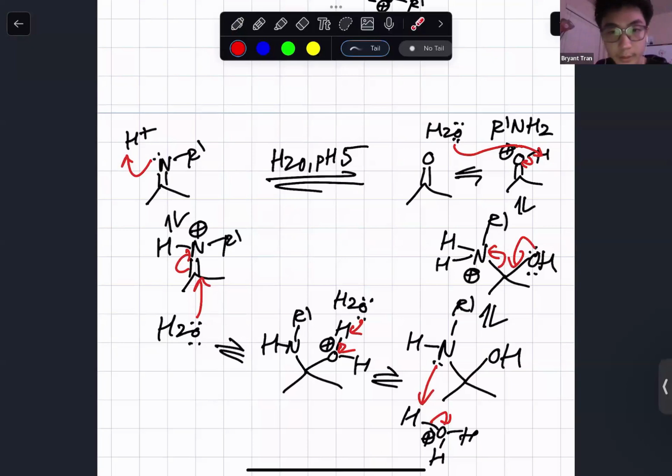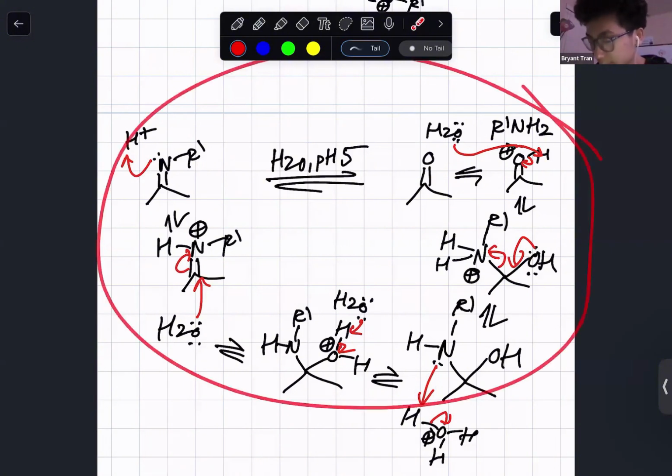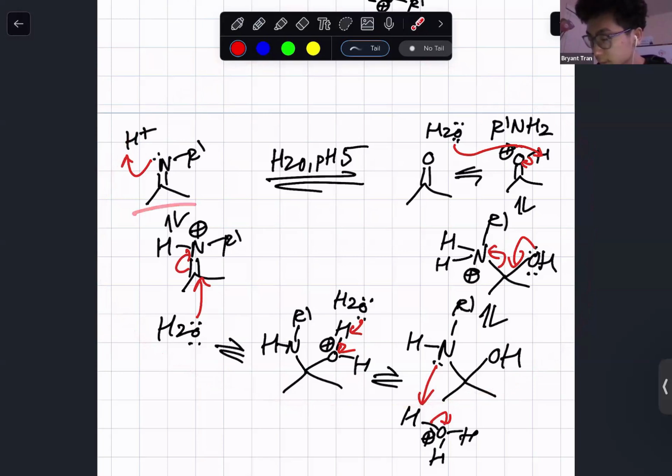Okay. So that's imine formation, the forward reaction. And then if you want to do hydrolysis of imine, right? This right here is called hydrolysis of imine. That converts the imine back into the carbonyl with water in acidic conditions. Hydrolysis. Right.